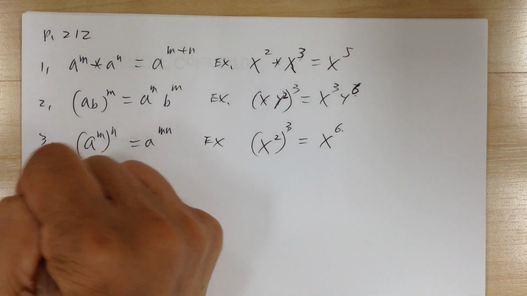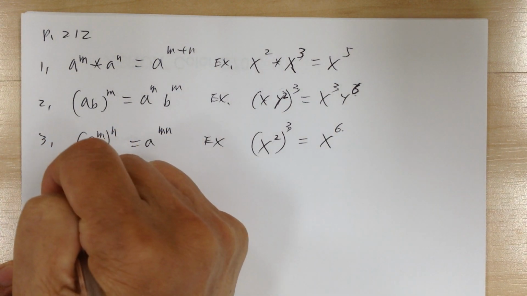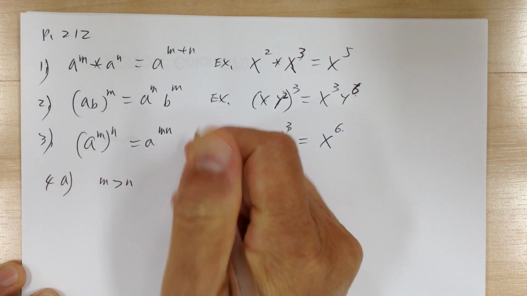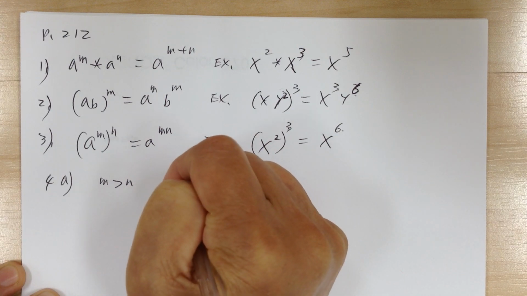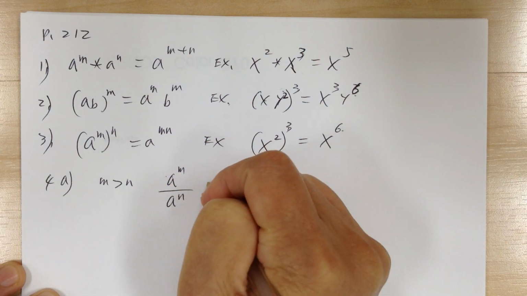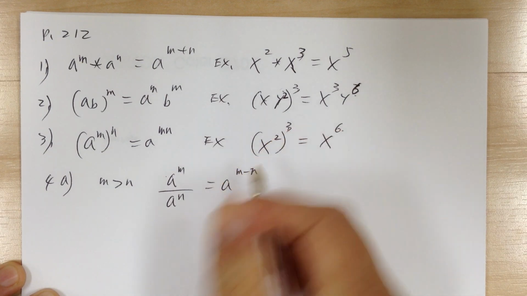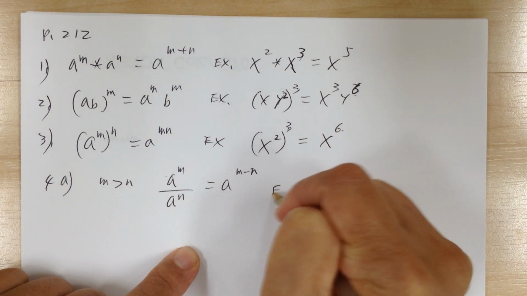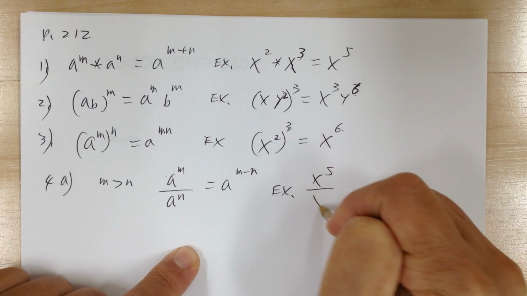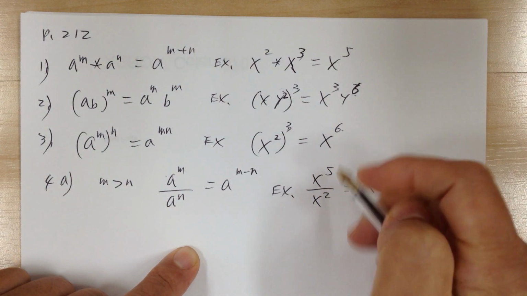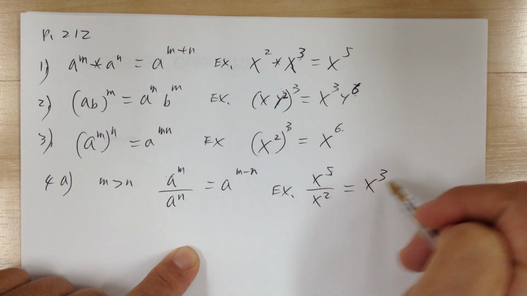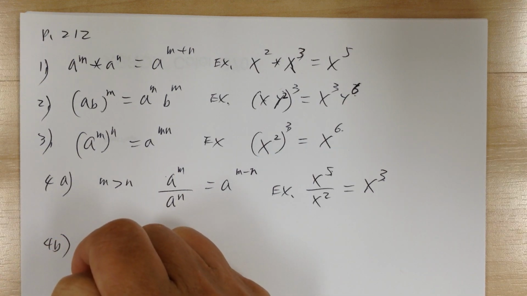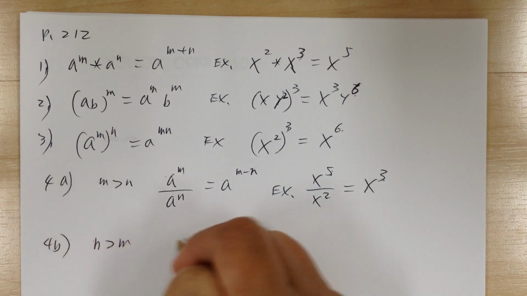Now for number 4, 4a, if m is greater than n, then a to the m over a to the n will equal a to the m minus n. What it's saying is that when the top exponent is bigger than the bottom, you're just going to subtract. So for example, if you have x to the 5 over x squared, this will equal x to the 3. The top is higher, so you're just going to subtract. 5 minus 2 gives you 3. That's what this is saying. Now for B is when n is greater than m.